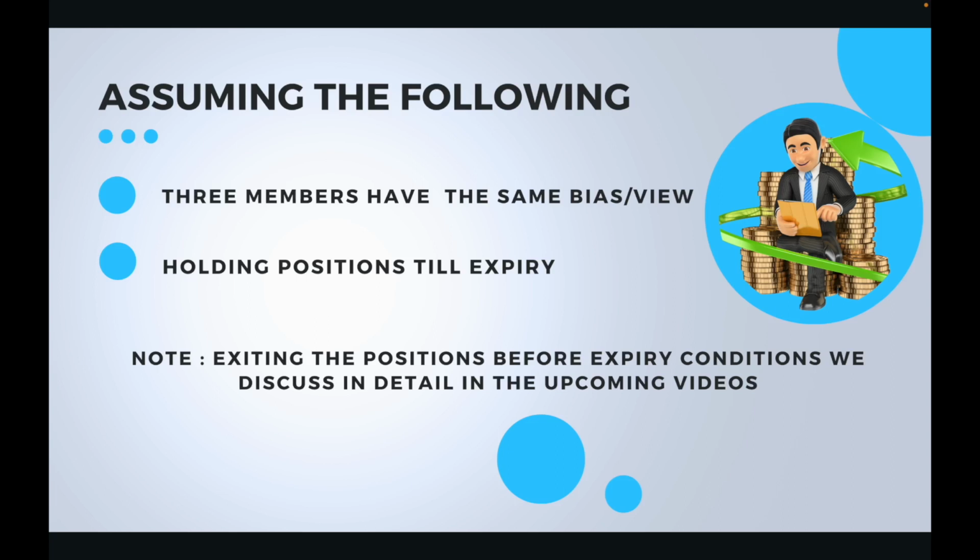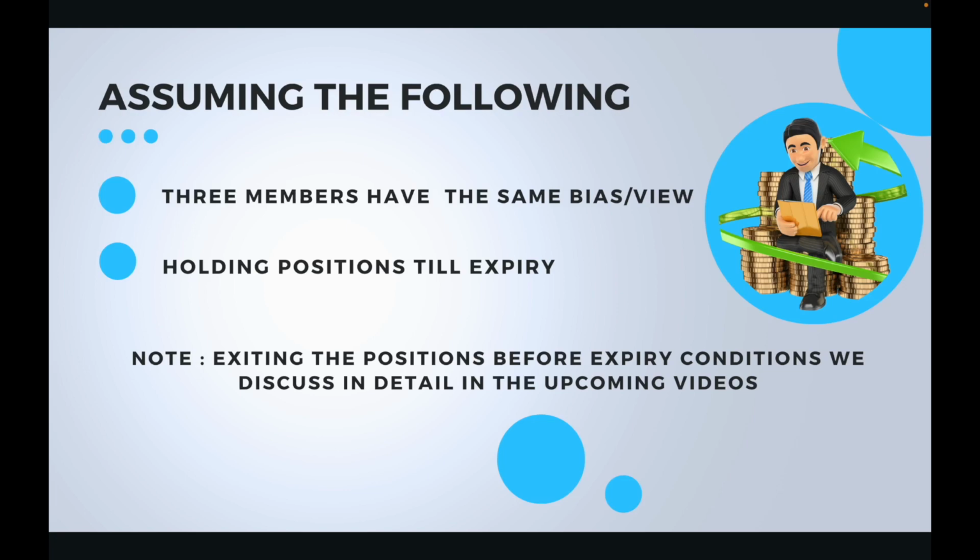But for this video we are assuming in all the examples that they hold till the expiry. Don't worry about what we do if we get profits, if our stop loss is hit, or if we want to exit before the expiry itself. Everything is going to be covered in this entire series, as we have planned everything in a particular order. So for this video, just assume these three, Ramesh, Suresh and Sri, are holding their positions till expiry.